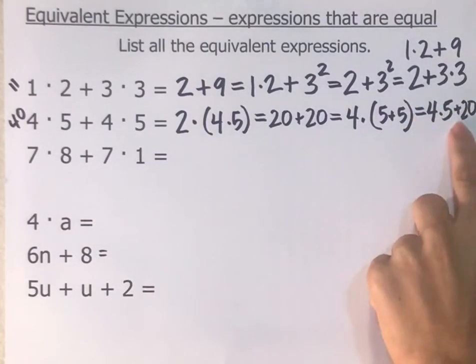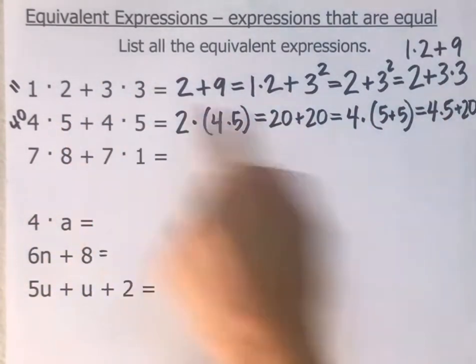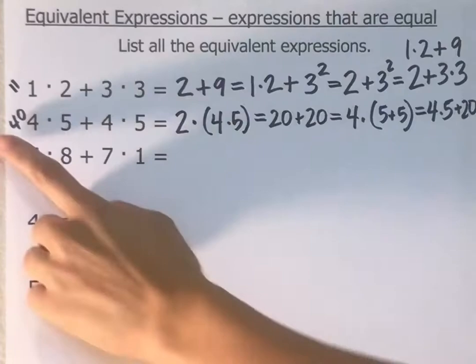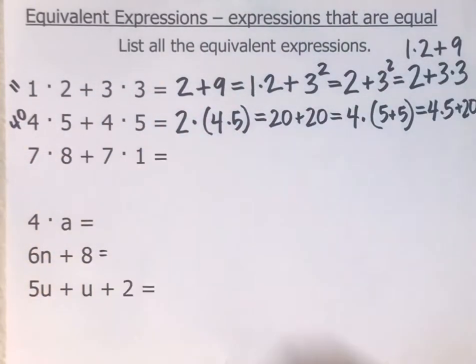You could do 20 plus 4 times 5. And all of these expressions would be equal to that one, and they all equal 40. All right, here's another one. 7 times 8 plus 7 times 1.